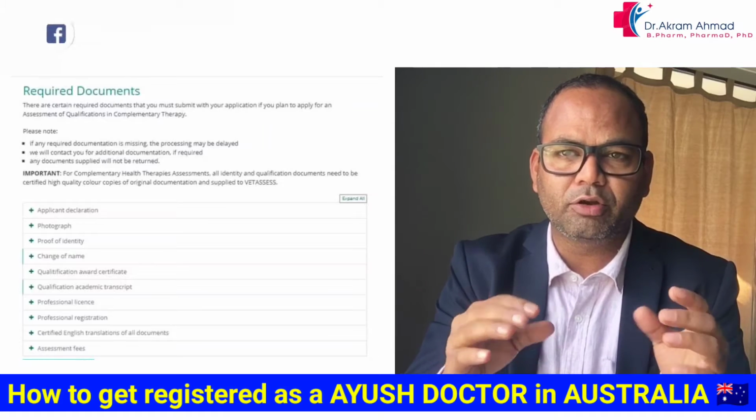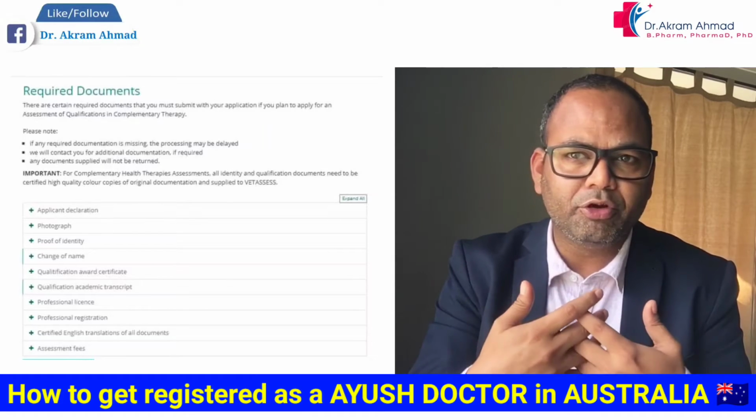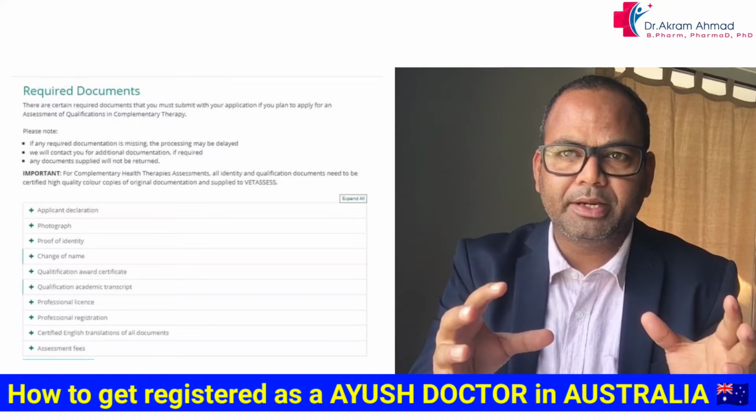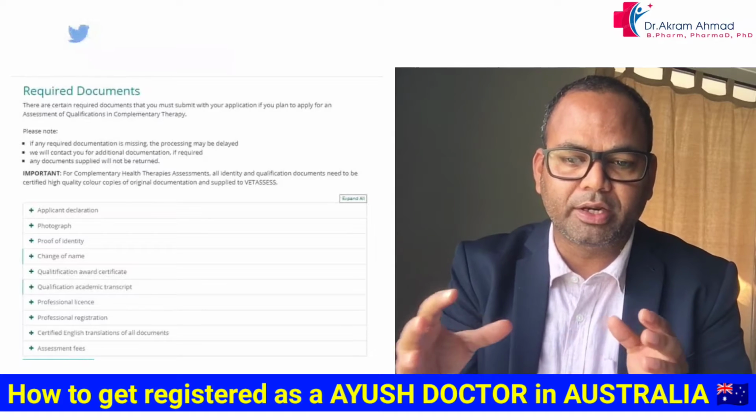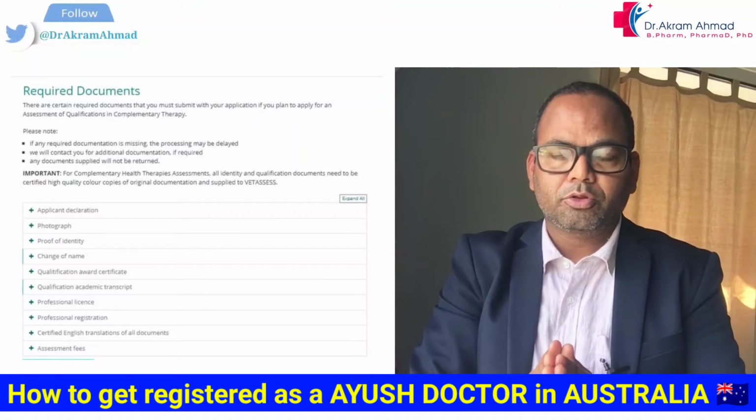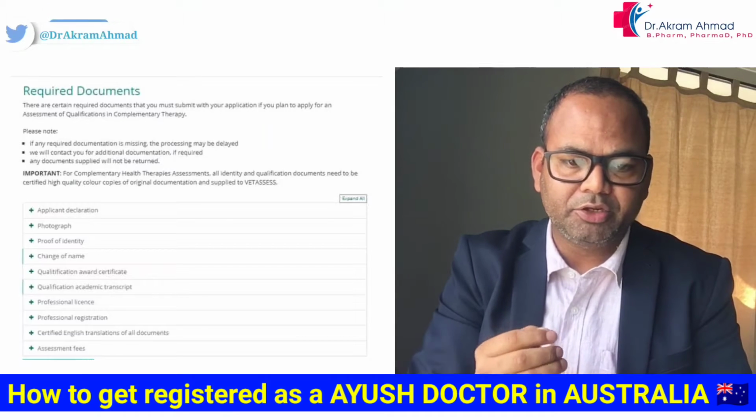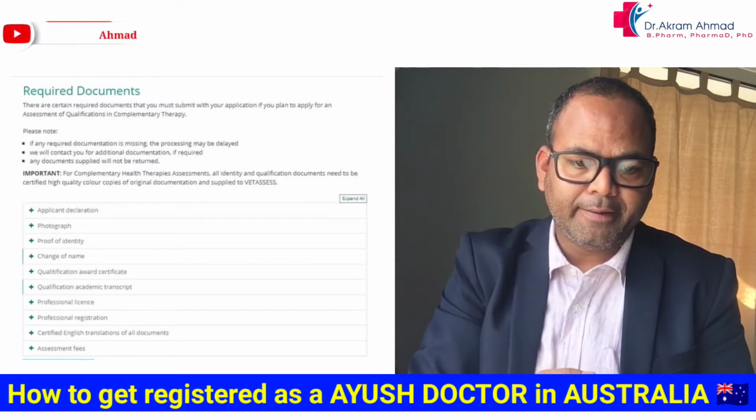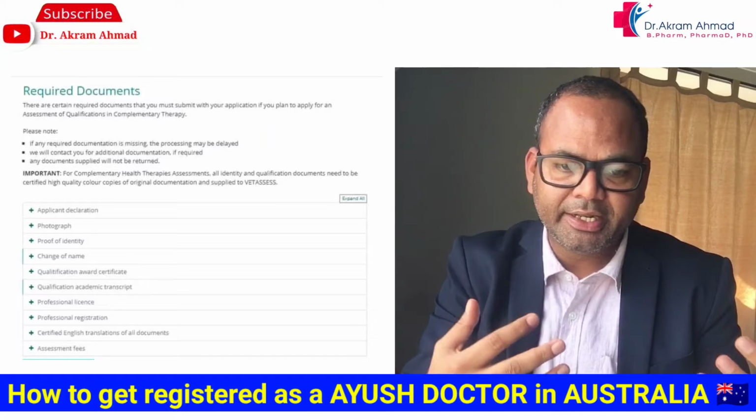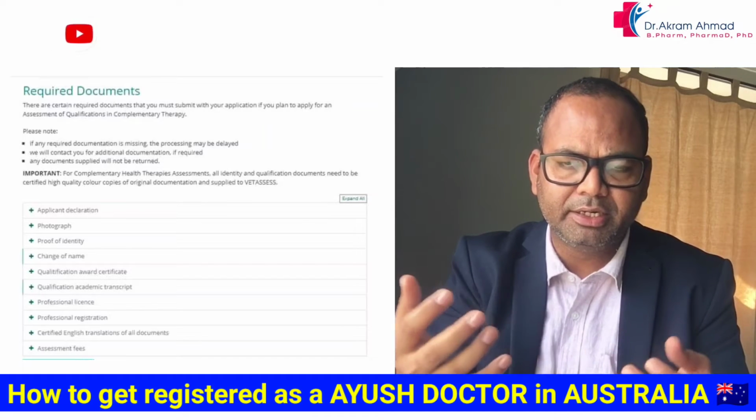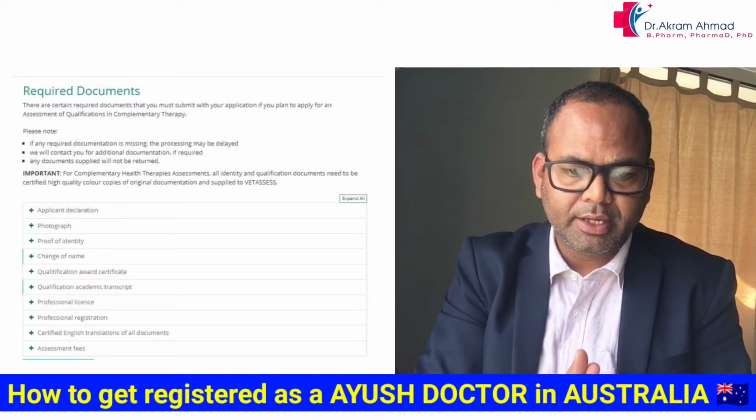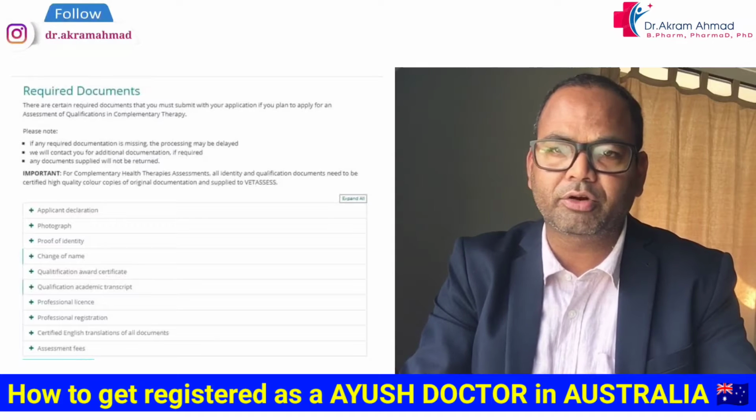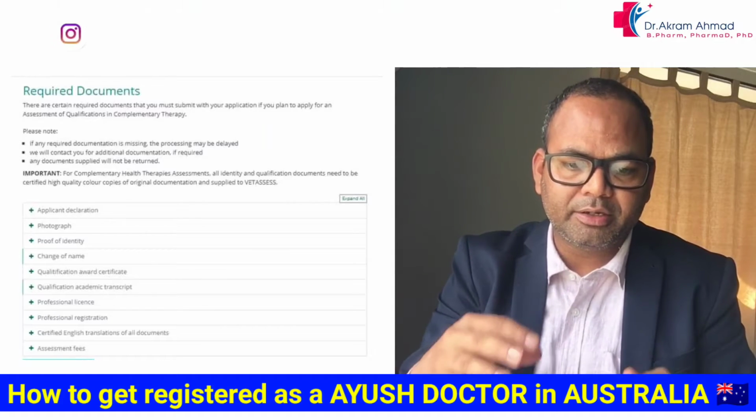But in most cases, if you have a BAMS, BUMS, or BHMS, any such degree, and you have 5 years of experience practicing in India, then you can migrate to Australia as a complementary health therapist. So for the skill assessment, what documents do you require? Basically, you require one photograph, proof of identity, meaning your passport, and then you need to show your degree and your certificate. You need to take a transcript from your university, and a professional license is very important. If you are working as an Ayurvedic doctor or a Unani doctor in India, you have to show that license.